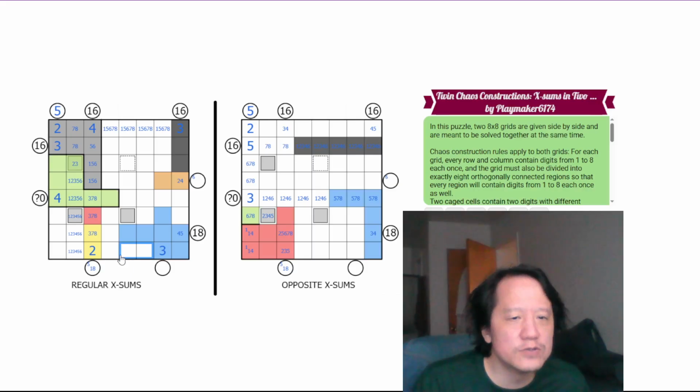We have 1, 2, 3, 4. Well, we could have 5 there as long as it goes. This is part of yellow. And then this is part of red. So this is 3.